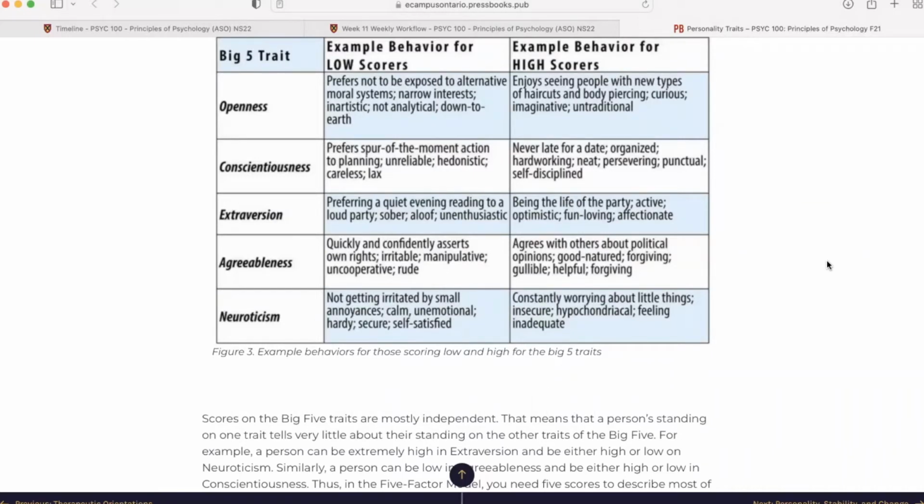And neuroticism, low score: not getting irritated by small annoyances, calm, unemotional, hardy, secure, self-satisfied. So then you're not neurotic, right? And a high score would be constantly worrying about little things, insecure, hypochondriacal, feeling inadequate. Hypochondriacal is like you're always worried you're being sick.